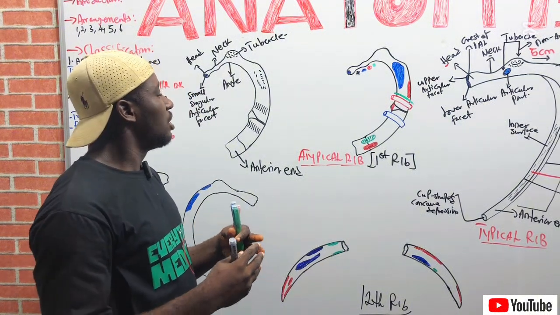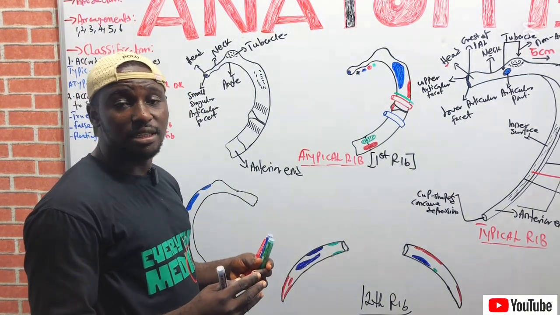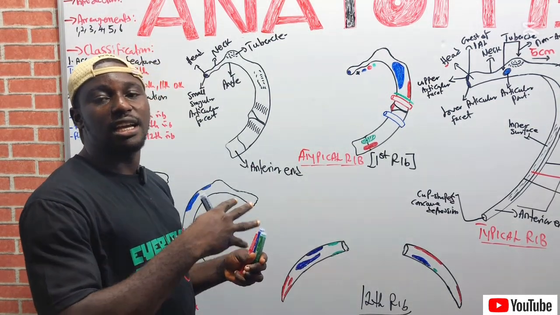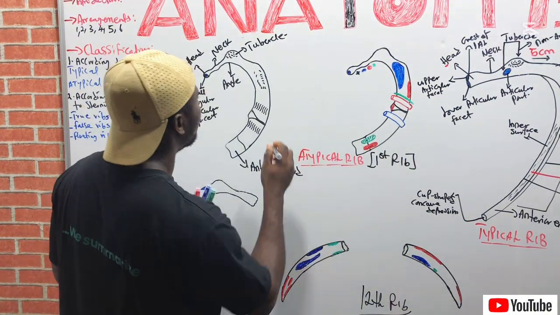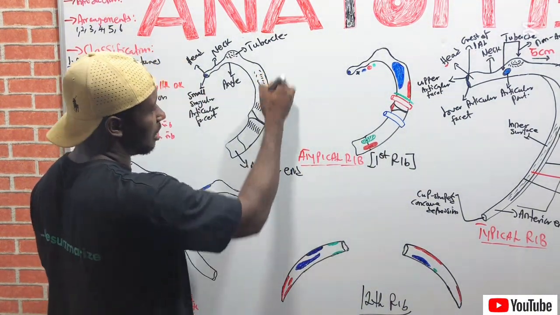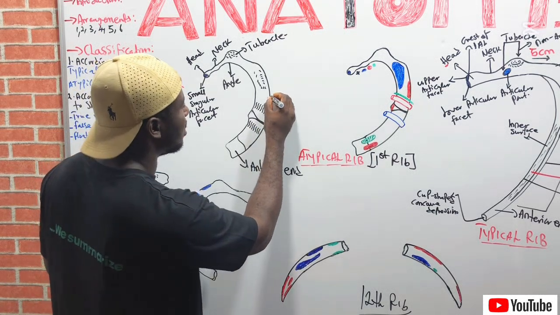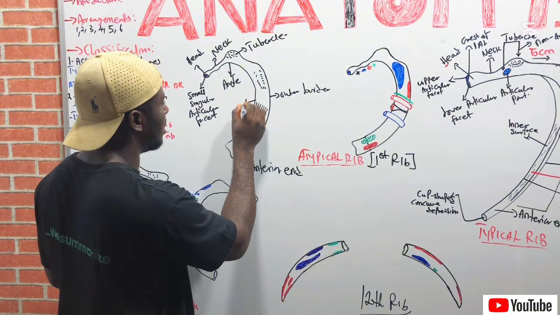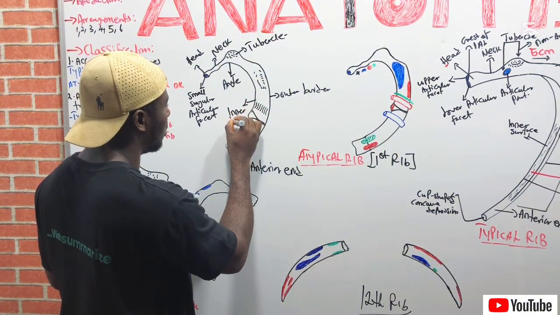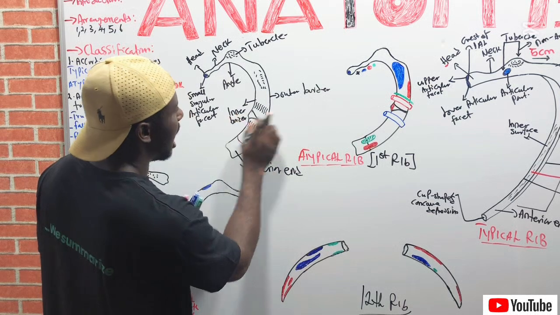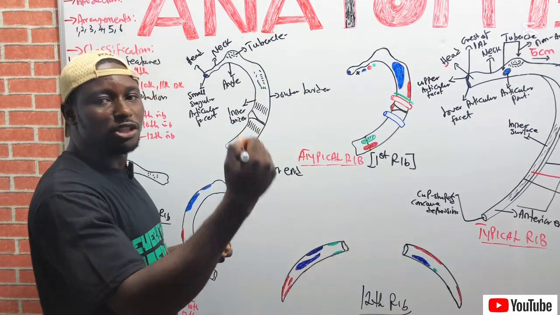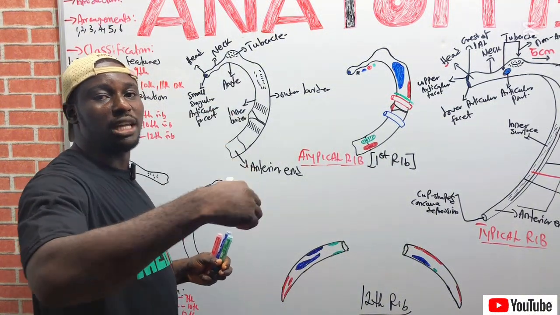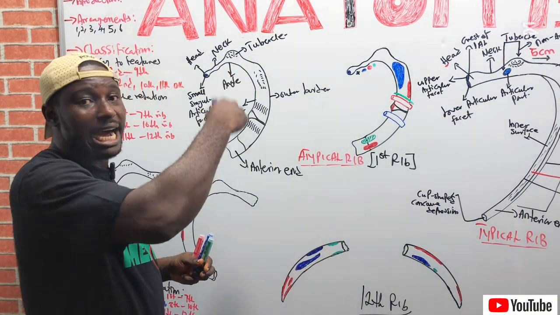So now we shall be looking at the upper surface, the lower surface, the inner border, and also the outer border. Here is the upper surface. This is the outer border. Here is the inner border. The lower surface or the inferior surface is not found on this side. That is why it continues with the costal pleura.